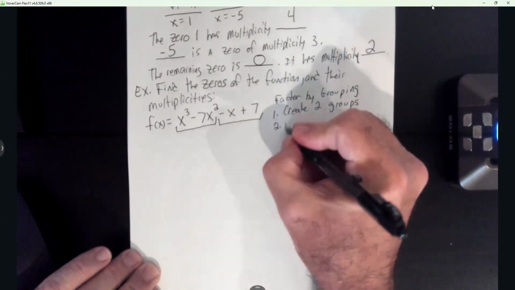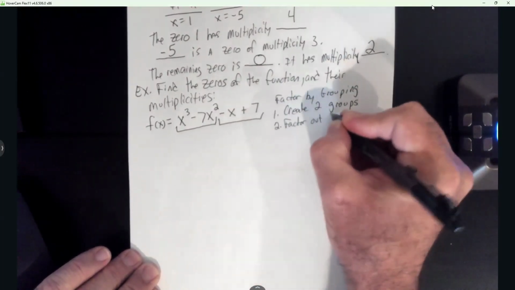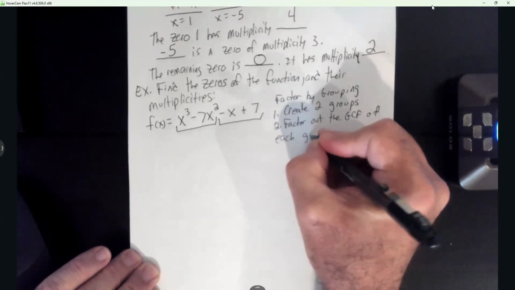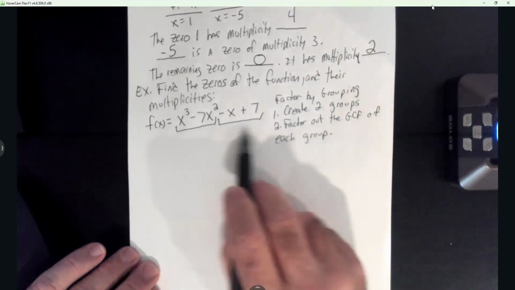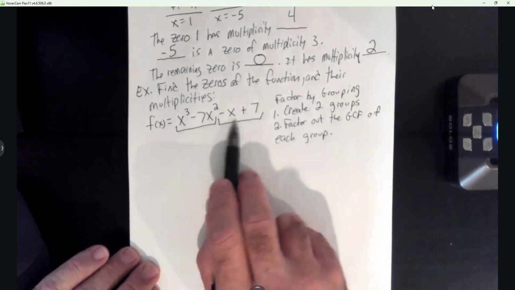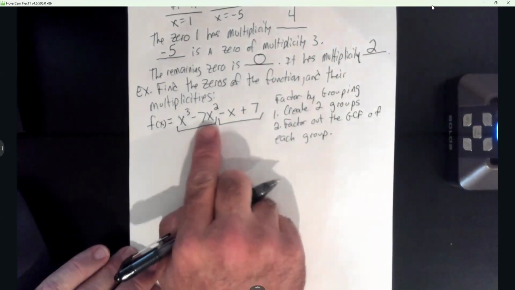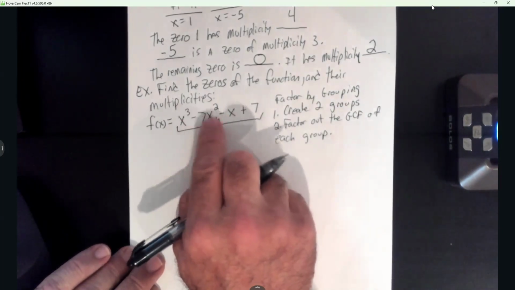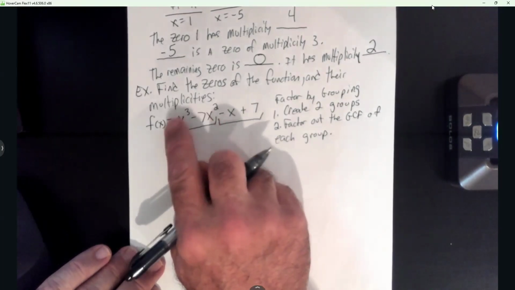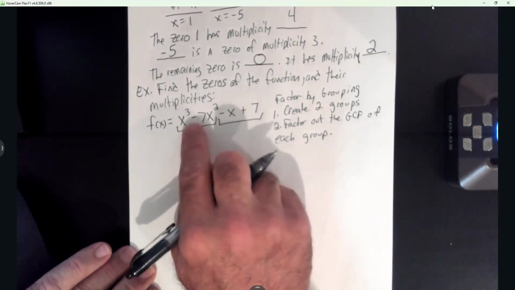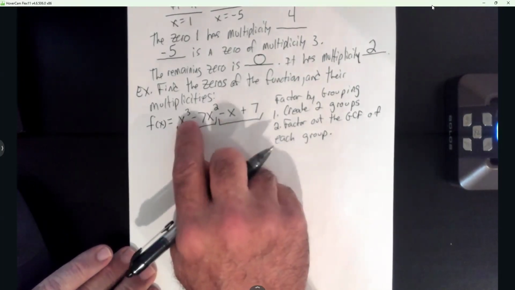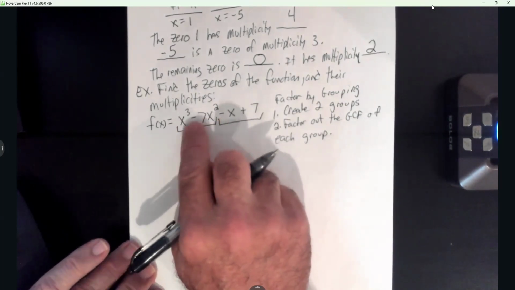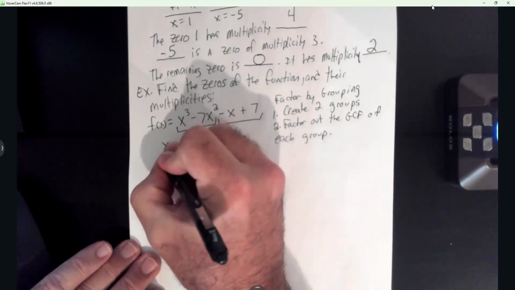Now, the next thing I'm going to do, I'm going to factor out the GCF of each group. I'm going to factor out the greatest common factor from both of these groups here. So, you got an x cubed minus 7x squared. The greatest common factor is going to be the x's. And the most x's that either one of these has is 2. This one has 3 x's. This one has 2 x's. So the most that they got in common is 2 x's here. So you're going to factor out an x squared.